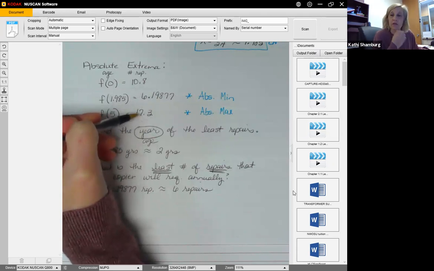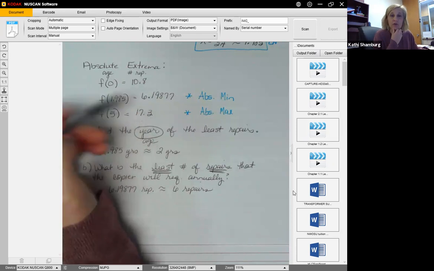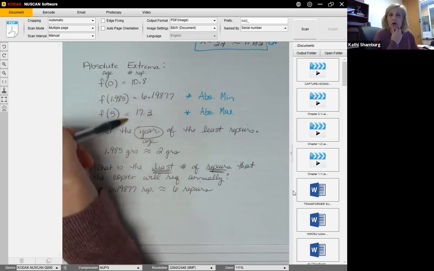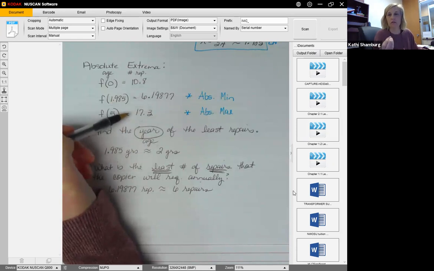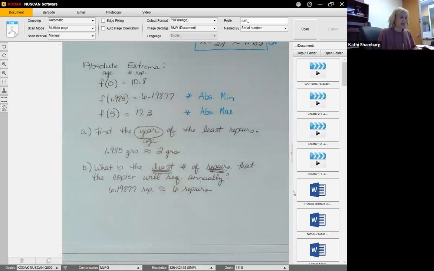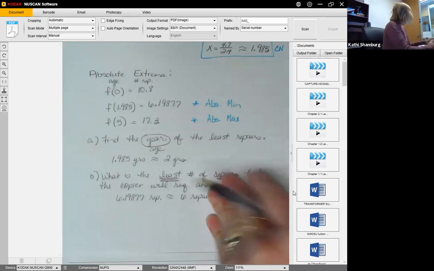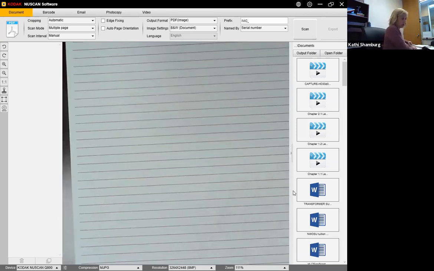As far as the business that purchased the copier, they would look at this and go, okay, at what point is it costing me more to pay for repairs yearly than to just get a new copier? So those are some examples for when a function like this and looking at your absolute extrema would help make good, sound financial decisions.